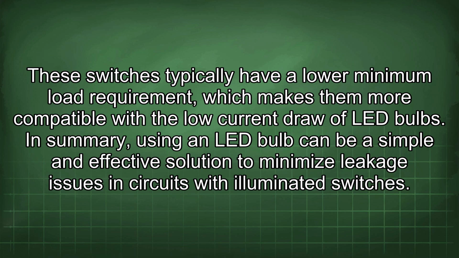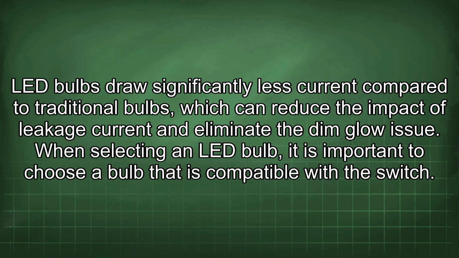In summary, using an LED bulb can be a simple and effective solution to minimize leakage issues in circuits with illuminated switches. LED bulbs draw significantly less current compared to traditional bulbs, which can reduce the impact of leakage current and eliminate the dim glow issue. When selecting an LED bulb, it is important to choose a bulb that is compatible with the switch.